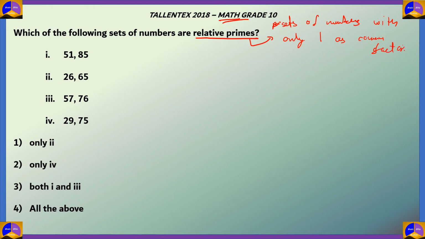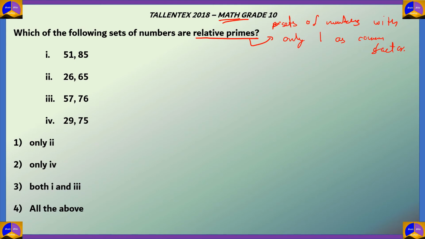And an example of that is 4 and 9. So the factors of 4 are 4, 2, and 1, and the factors of 9 are 9, 3, and 1. So as you can see, the only common factor between the two is just 1.